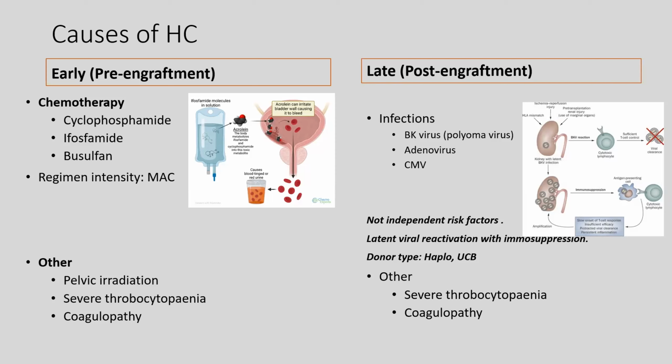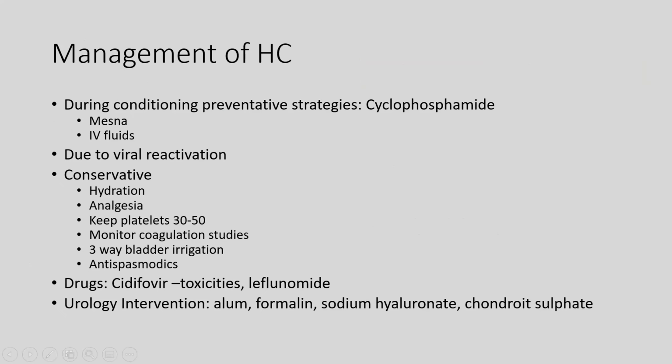However, in the late post-engraftment period, usually after day 14 or 15, hemorrhagic cystitis is usually due to viral infections, so BK virus and adenovirus, and sometimes CMV can cause it. And these usually are due to the immunosuppressive agents that are used, and can be quite problematic to treat.